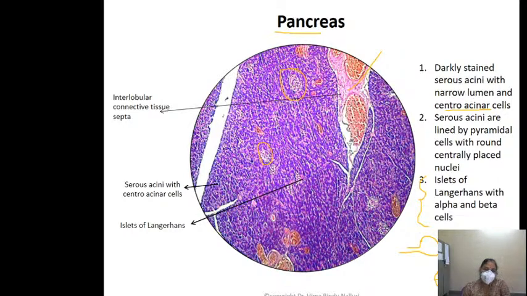Pancreas is an exoendocrine gland, having an exocrine part and an endocrine part. Clear? That's how you need to identify the pancreas. Here the acini consist of the centroacinar cells. That is the characteristic feature, and you also see the islets of Langerhans, and you see minimal connective tissue in the parenchyma of the pancreas. These are the identification points for the pancreas slide.